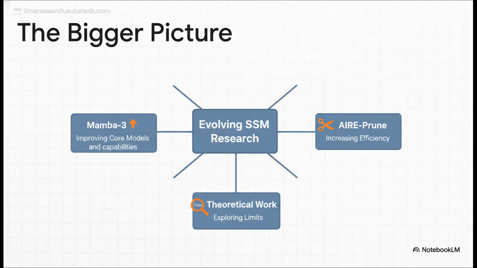And look, these 3 papers are really just part of a much, much bigger conversation happening right now. You've got other work like Mamba 3, which is improving the core state space design itself. You've got pruning methods that are trying to make these models smaller and more efficient. It's a really active area of research.